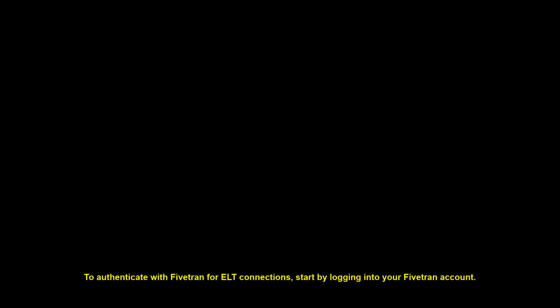To authenticate with Fivetran for ELT connections, start by logging into your Fivetran account. Once you're logged in, navigate to the dashboard. Locate the connectors section on the left sidebar. Click on Add Connector to begin the setup process.